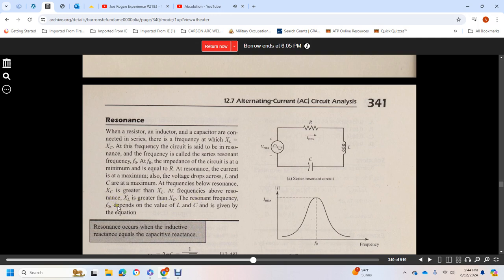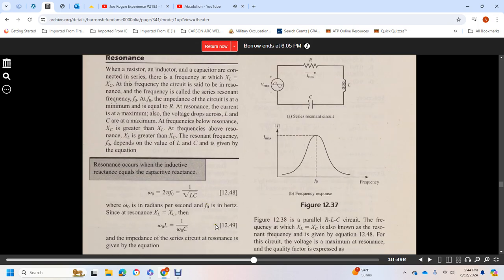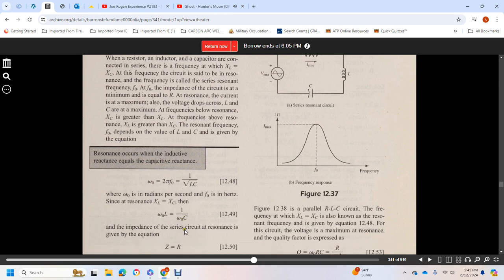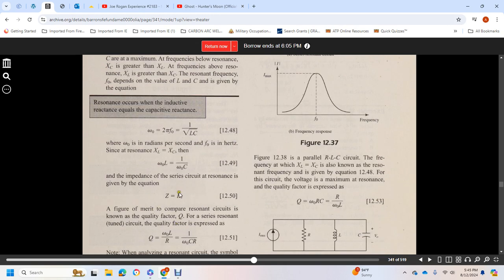The resonant frequency depends on the value of the inductance and capacitance, as given in the equation. Resonance occurs when the inductive reactance equals the capacitive reactance, where omega zero in radians per second equals 2 times pi times the frequency in hertz, equal to 1 over the square root of the inductance times the capacitance. At resonance, the impedance in the circuit is equal to the resistance.